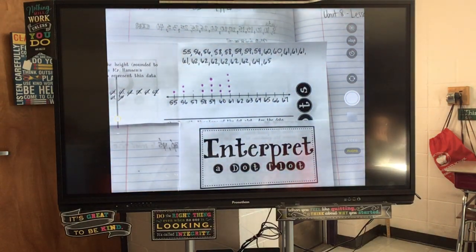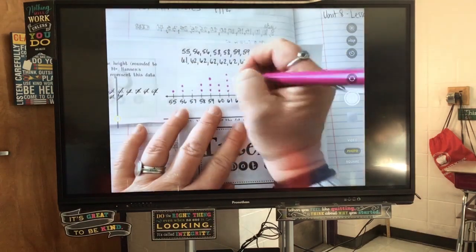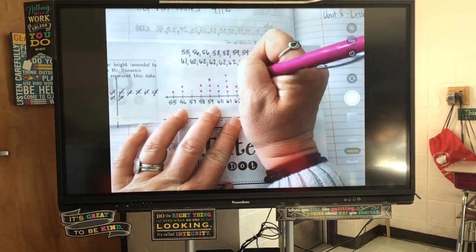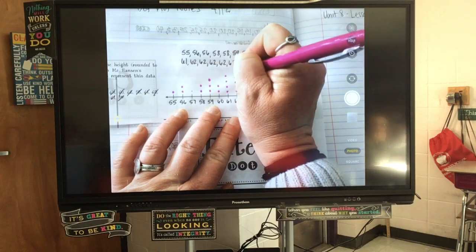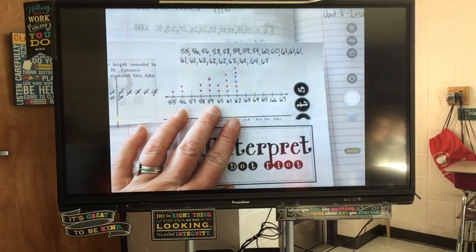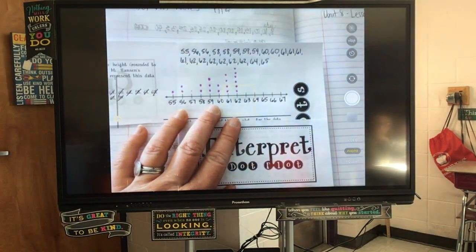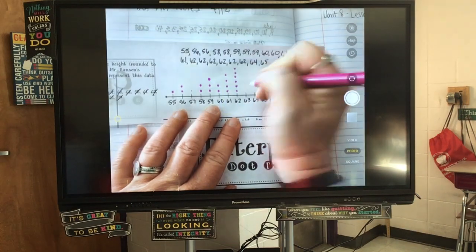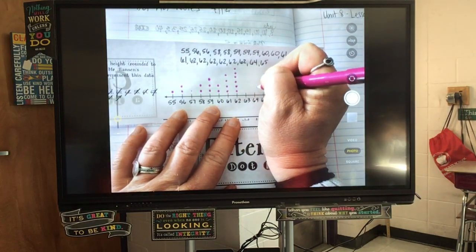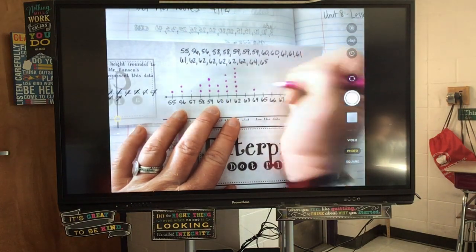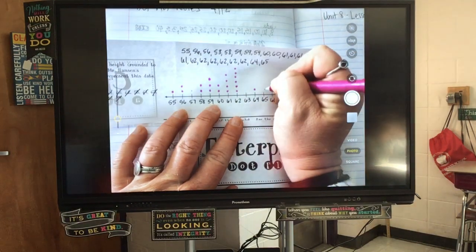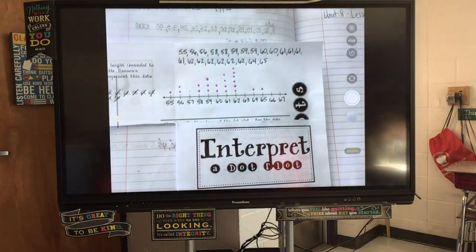All right, how many 62s do we have? How many 62s? Andrew? How many 63s? 0, so I'm gonna skip that one. How many 64s? Kira? And how many 65s? Savannah? Alright, so you have officially taken data and created a dot plot.